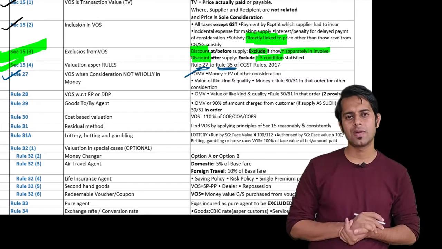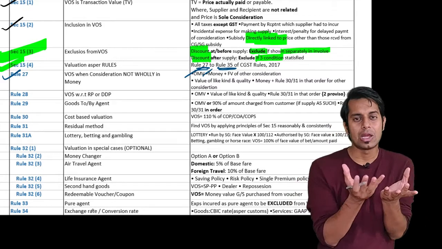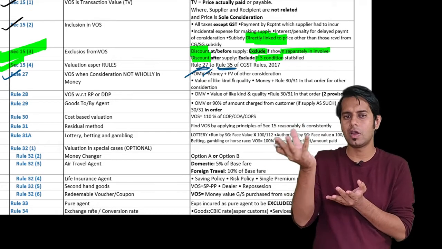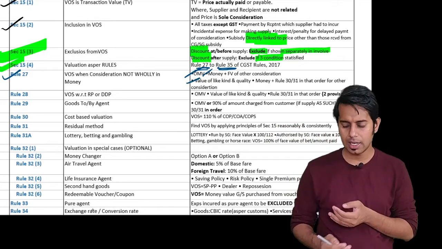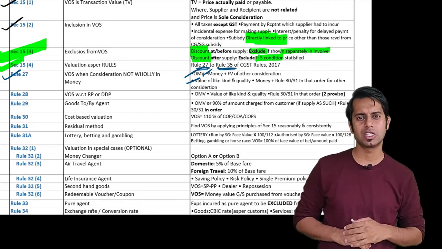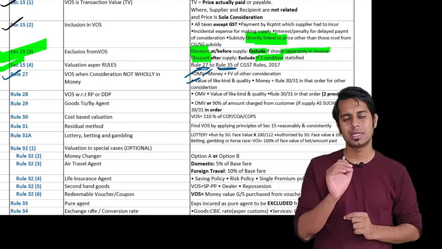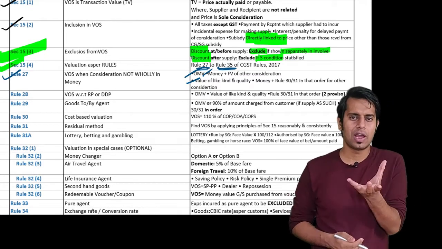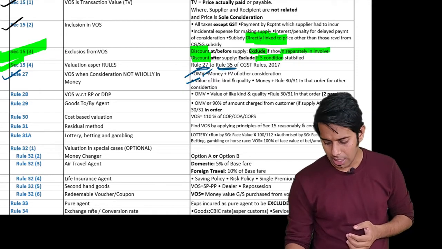Sir, what if open market value is not available? Then the money which you are receiving plus the fair value of the other consideration which you have received. Then sir, what if open market value is not there, what if money plus fair value of other consideration is not there? In such cases the value of like kind and quality should be taken as value of supply.